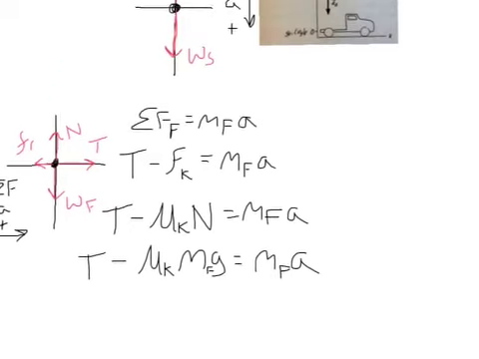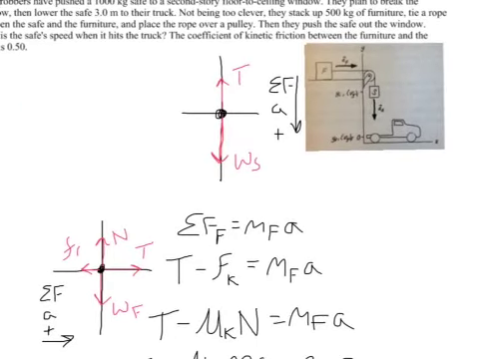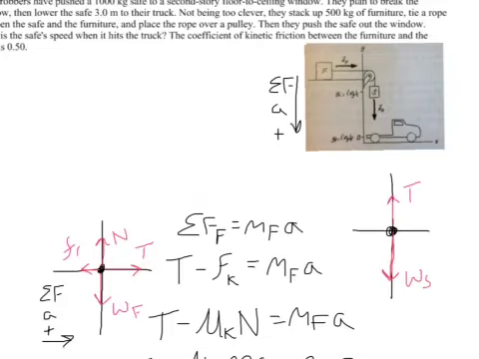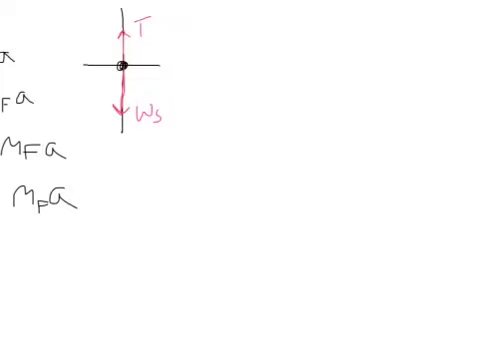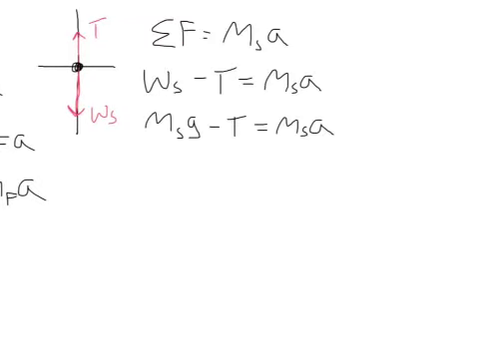So now we have to come back up here and take a look at the safe. So analyzing the forces on the safe, its net force points in the downward direction. So our tension is negative. Our downward direction is the positive direction, and we end up with m_s g minus the tension equals m_s a.